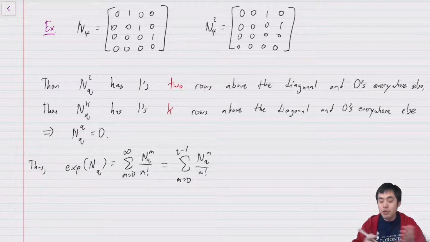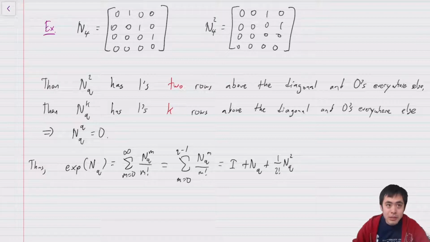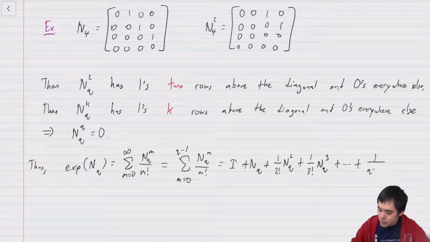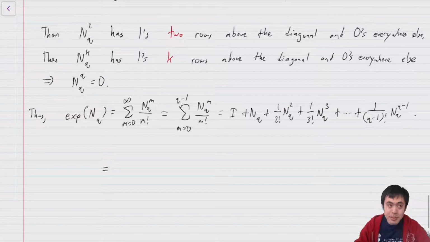Because once you get above q minus 1, once you get to q, you just get a 0 matrix, and you can add together 0 matrices without changing the sum, obviously. So this is just equal to I plus nq plus 1 over 2 factorial nq squared plus 1 over 3 factorial nq cubed plus and so on, up to 1 over q minus 1 factorial nq to the q minus 1. And this is now a finite sum, which makes it a lot easier to explicitly give the answer.